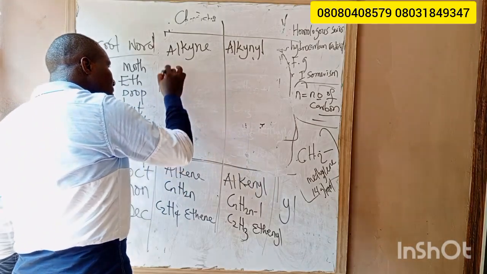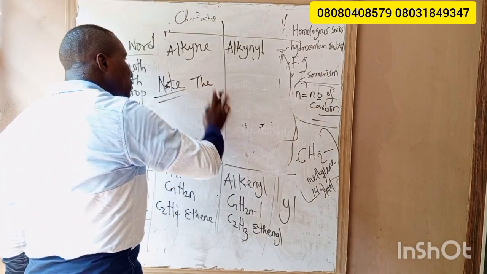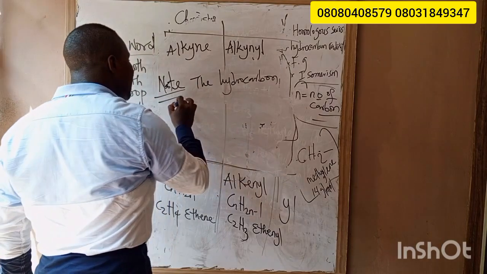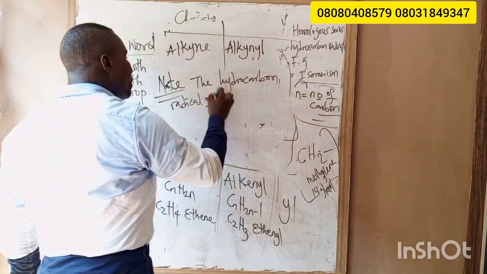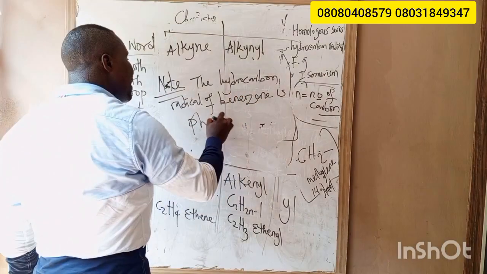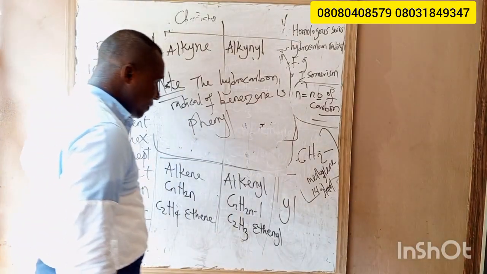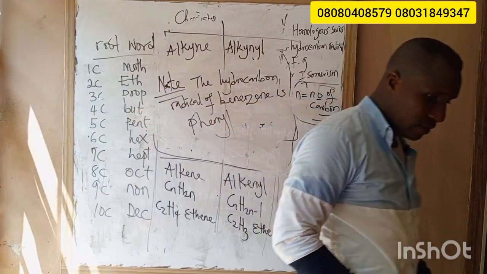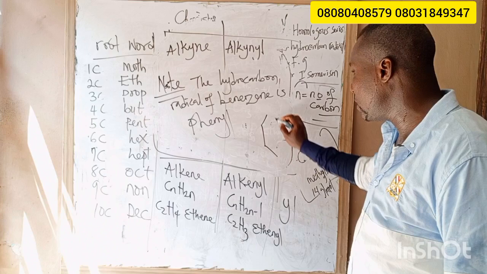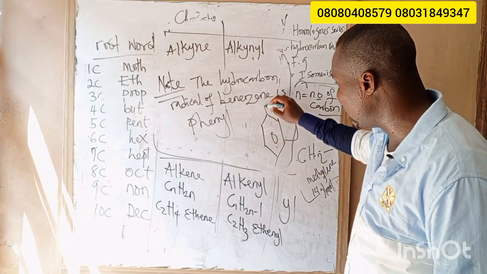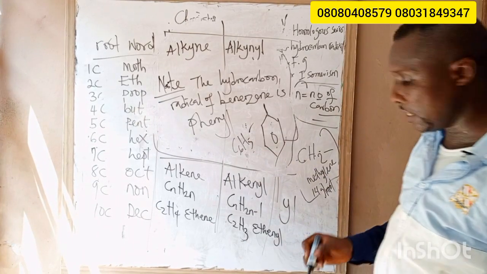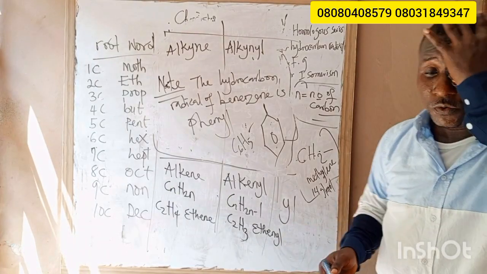Take note. The hydrocarbon radical of benzene is phenyl. Take note. It's a hydrocarbon radical. That means C6H5, it's a hydrocarbon radical. Let us move to functional group.